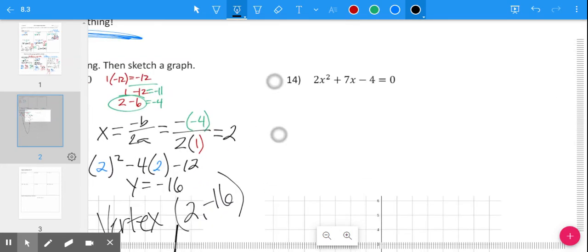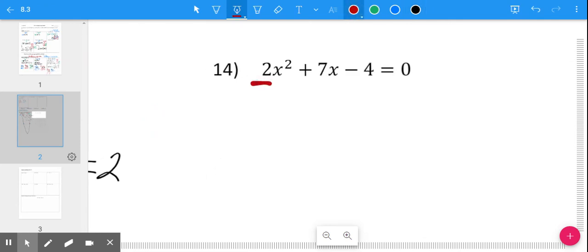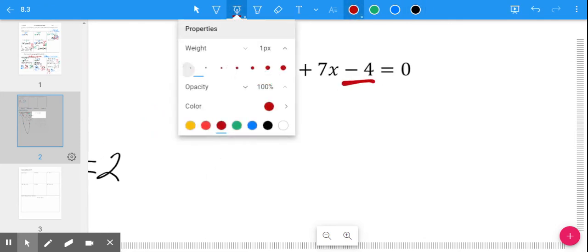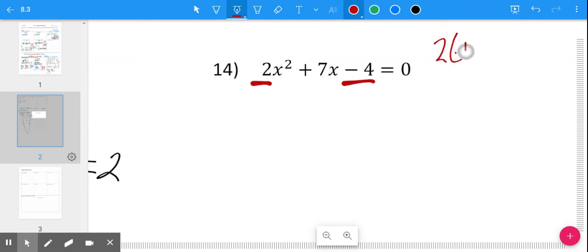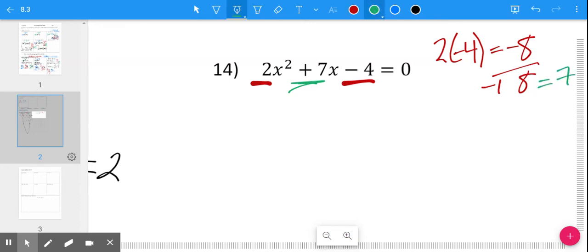So the next one, we have an a value of 2, a c value of negative 4. 2 times negative 4 is negative 8. The factors of negative 8 have to add up to a positive 7. So because a negative and a positive have a negative product, we know that's going to be the case for our factors. The b value is positive, so our larger factor has to be positive. So if I try negative 1 and positive 8, they have a sum of positive 7.